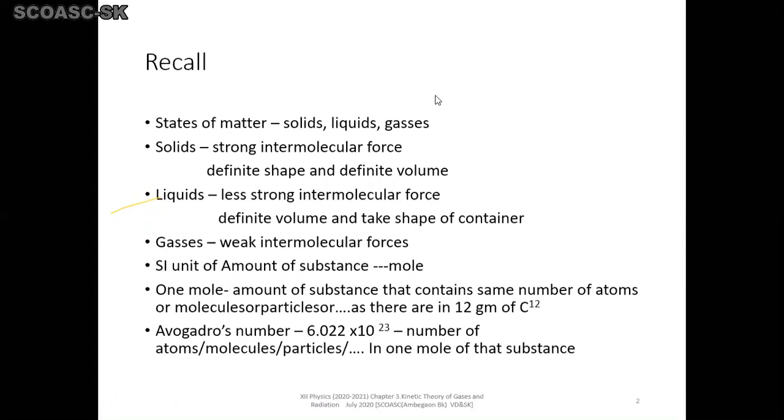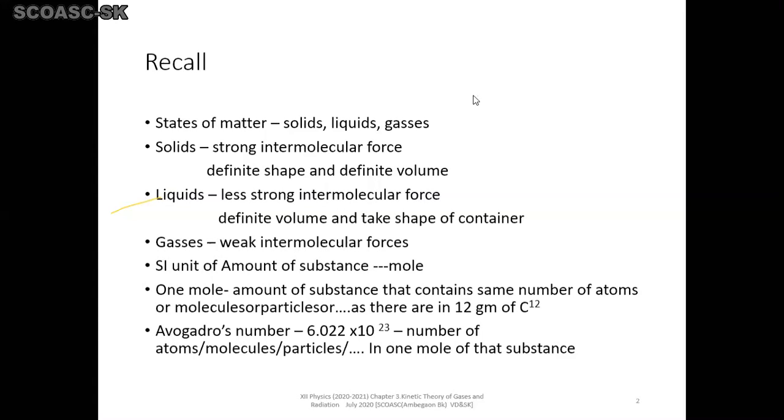And what is that 1 mole? 1 mole is the amount of substance that contains the same number of atoms or molecules or particles or ions or electrons as there are in 12 grams of carbon 12. We already know why I am using carbon 12: because it is the most abundantly available carbon isotope, and it is very stable, right?